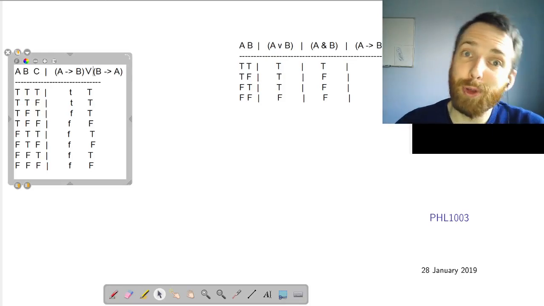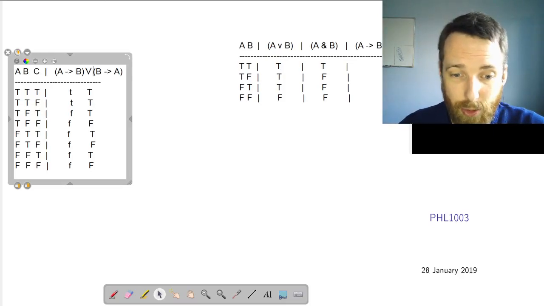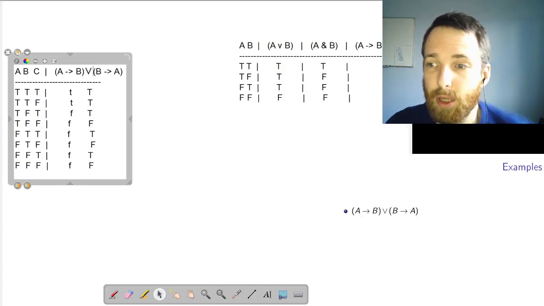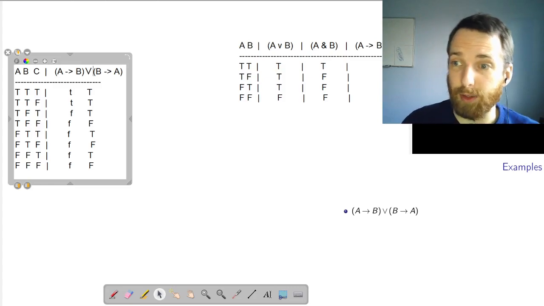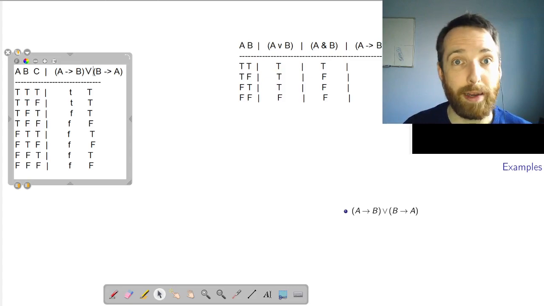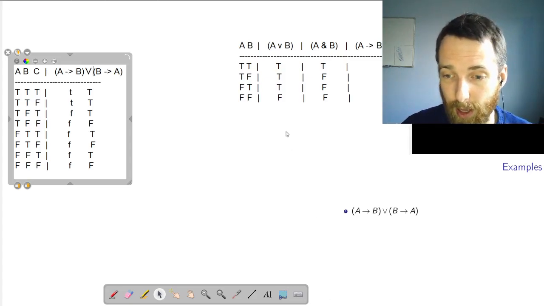Okay, now let's work through some examples. So I'm going to take you to the slides. Let's start with this sentence, A arrow B or B arrow A. So we have another connective now. So far you've learned the rules for or and. Now I'm going to show you the rule for arrow. So let's start with that.